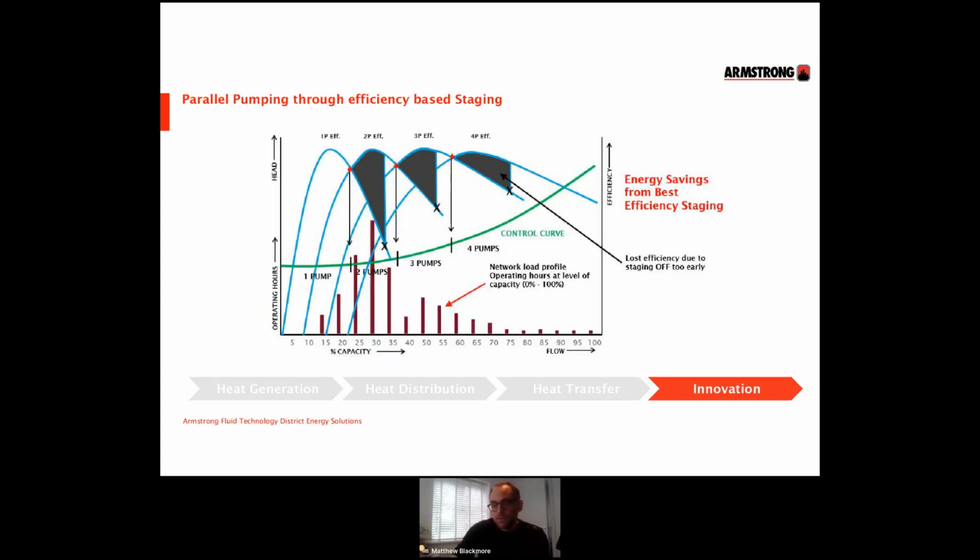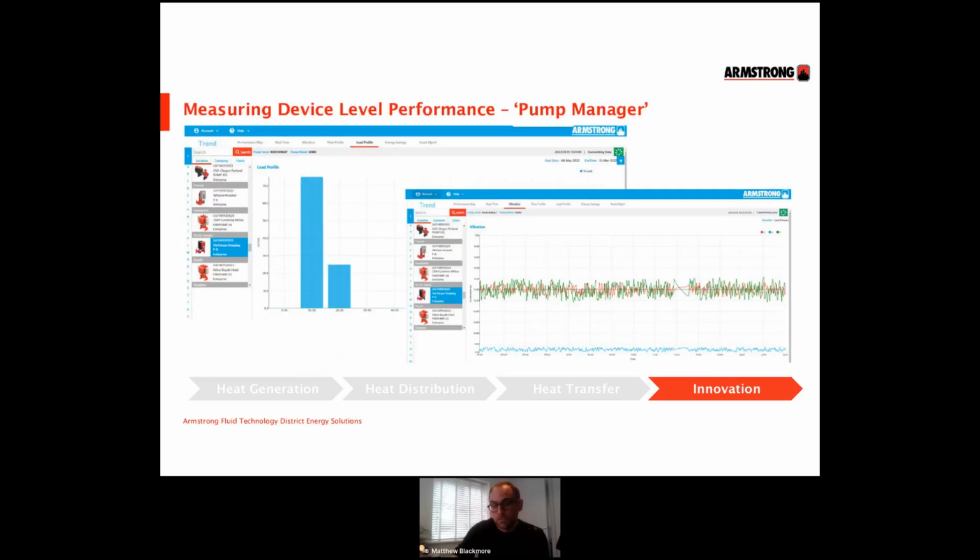And then just to overlay that to a typical operating profile, we see that the bulk of the operating hours are spent between 25 and 65% of capacity. So the staging in this area gives us that huge saving potential. The correct staging of pumps on the basis of efficiency rather than the basis of pump speed can save over 30% in energy costs. And that's a dramatic saving in lost energy costs.